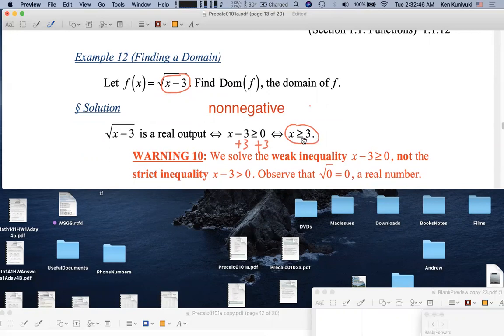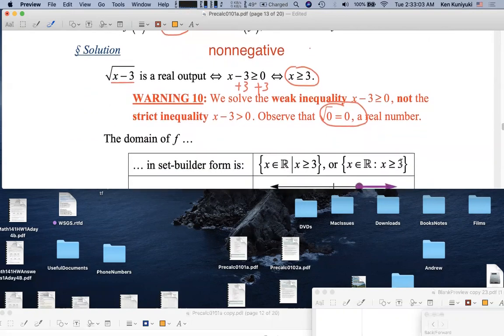Notice here, these are weak inequalities. The bars here indicate that 3 itself is legal. 0 itself is legal for the radicand, x minus 3. The square root of 0 is 0. Don't forget that. That's legal. That's real. So the domain of f in set builder form is the set of all x in the reals such that this over here, the key, x is greater than or equal to 3.